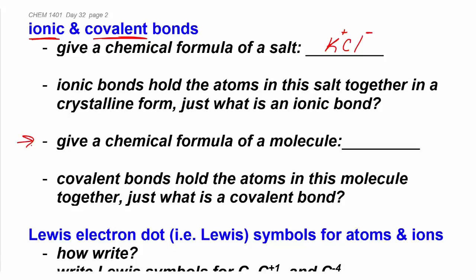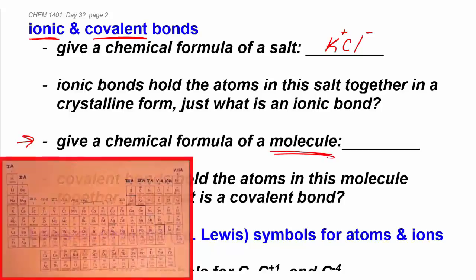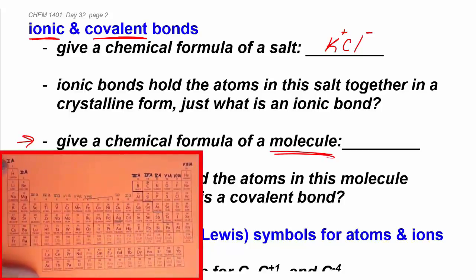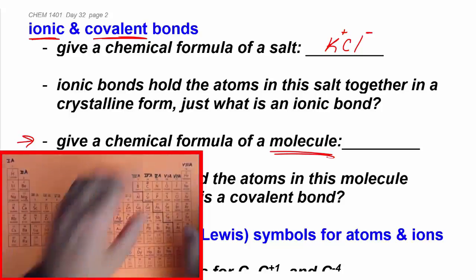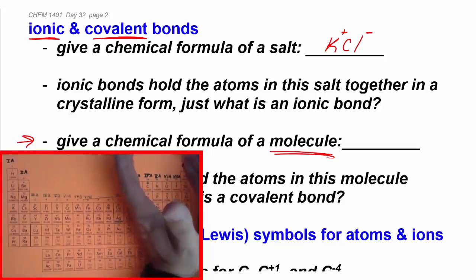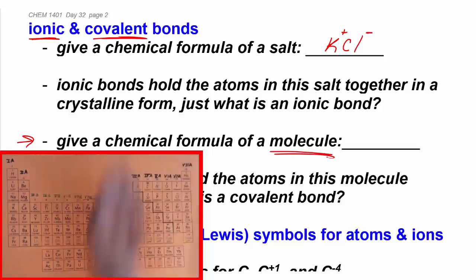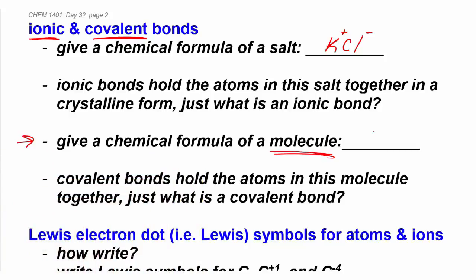Give a chemical formula of any molecule. Remember the trick to identifying a molecule. Just do not include a metal. In this entire periodic table, all of this is metals. Just don't include that. So if you just combine nonmetals, you'll always have a molecule. So let's just combine carbon and oxygen, carbon monoxide. Covalent bonds are what hold the atoms in this molecule together.